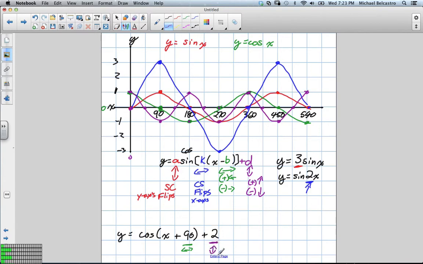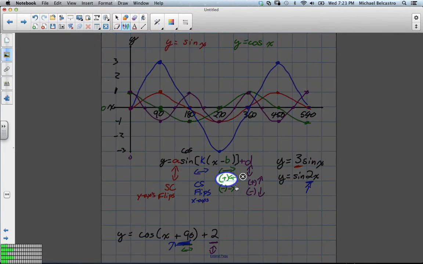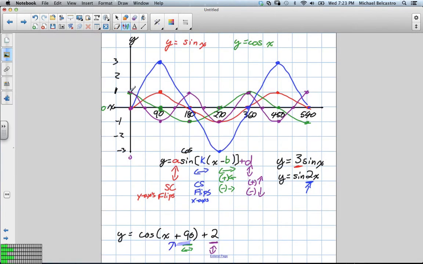That's right. So we have vertical movements. Let's take our original cos. It starts here. We know we've got to go up 1, 2, so we're going to be here. It also moves everything 90 in the positive direction. So which way is the positive direction? The left. So all of those points move to the left 90 degrees.